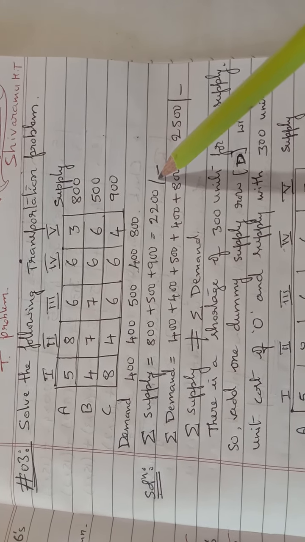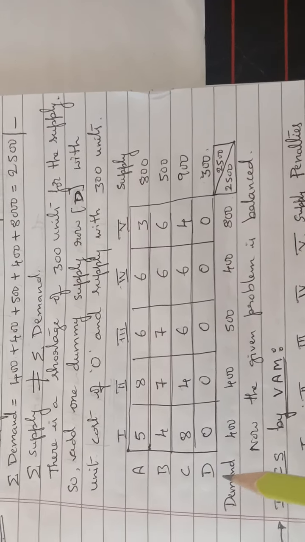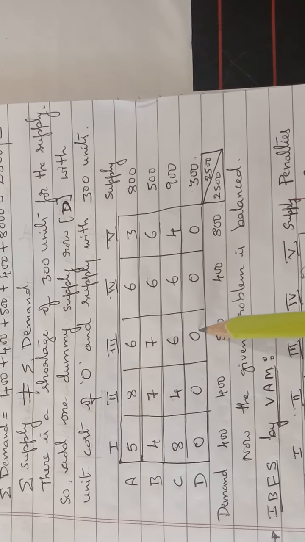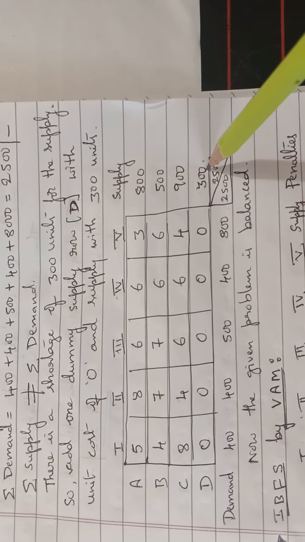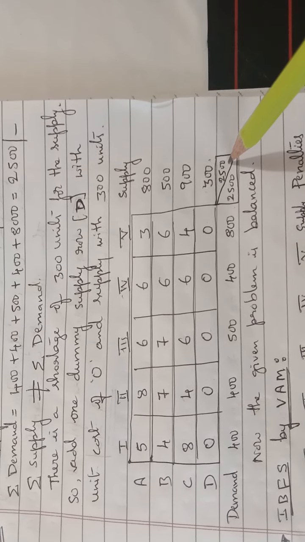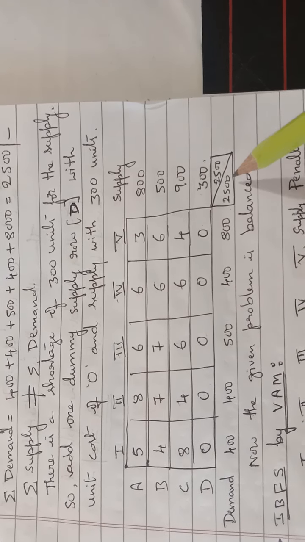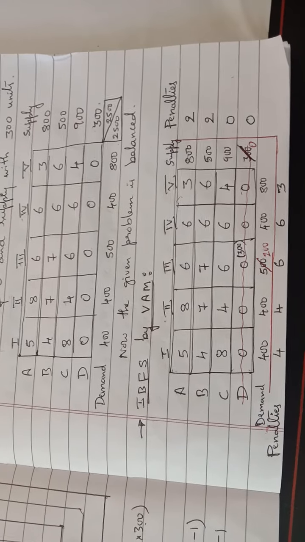To make it balanced, we add one dummy row to the given matrix with the unit cell costs as zeros, and in the supply we add 300 units. Now the summation of the supply is 2500 and the summation of the demand is also 2500. So now the given problem is balanced.